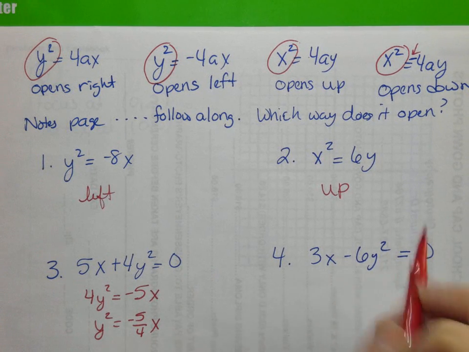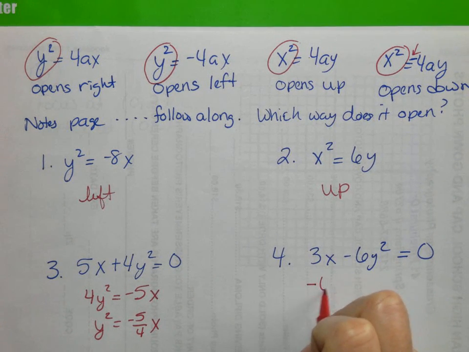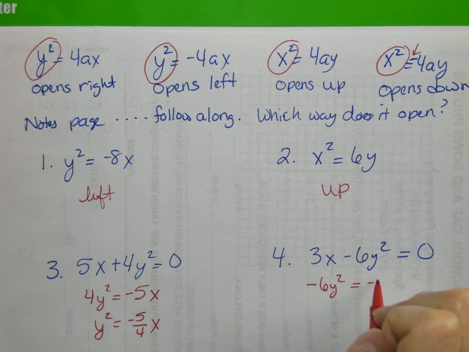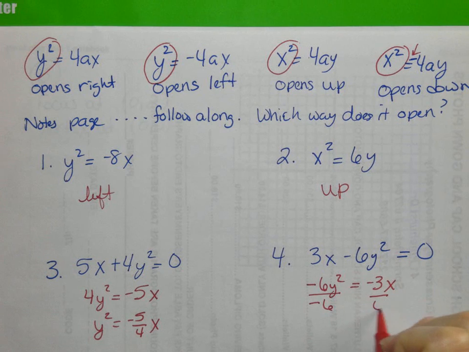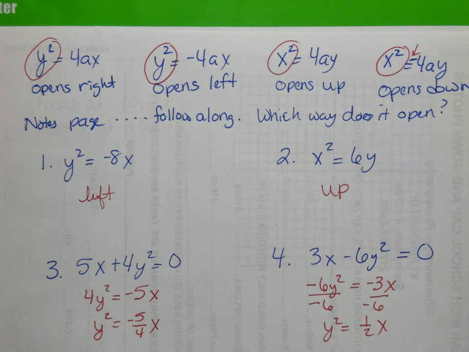I take this one, I rearrange it. Negative 6y squared is negative 3x. I divide both sides by negative 6. I get y squared is 1/2 x. This one is positive. This one opens to the right.